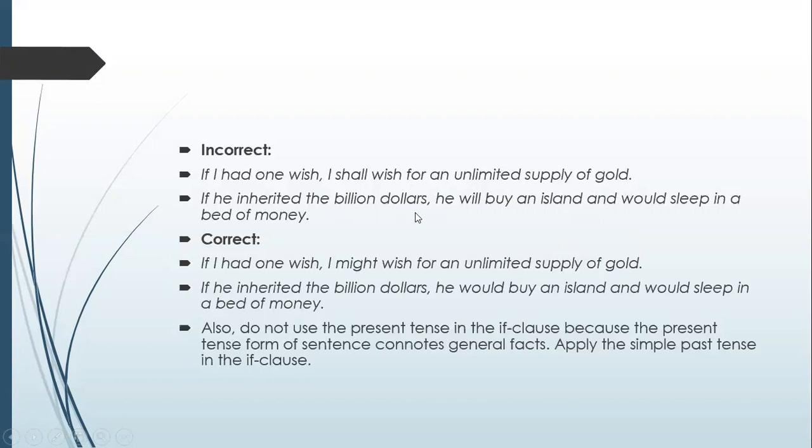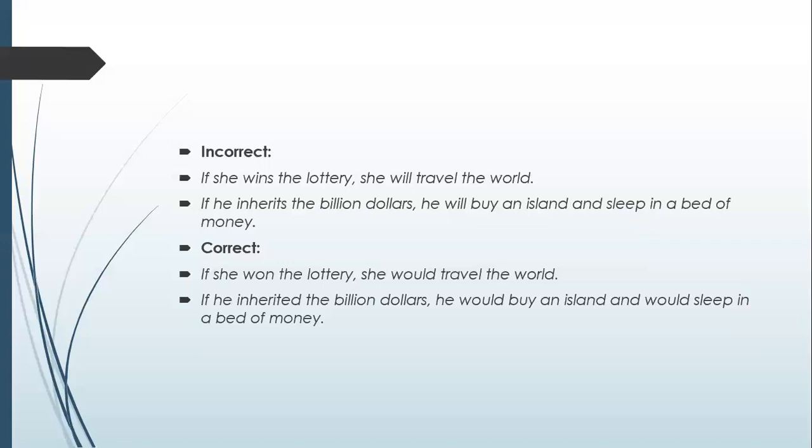If he inherited the $1 billion, he will buy an island and would sleep in a bed of money. It should be: if he inherited the $1 billion, he would buy an island and would sleep in a bed of money. So don't use the present tense in the if clause, because the present tense form of sentences connotes general facts; apply the simple past tense in the if clause. Then, if she wins lottery, she will travel the world. It should be if she won the lottery, she will travel the world.